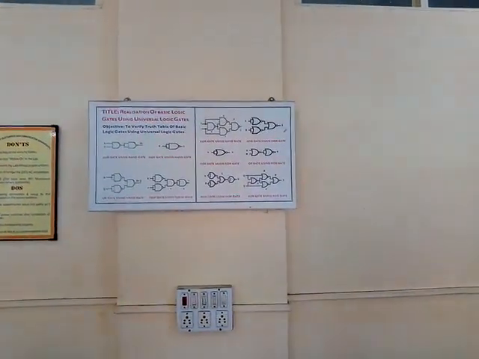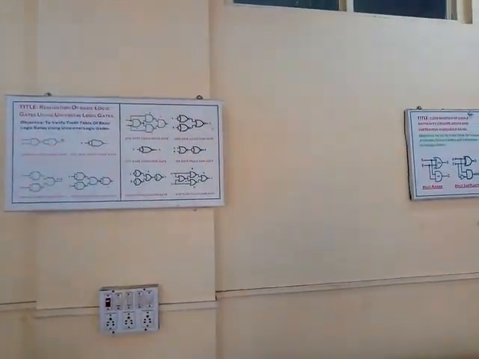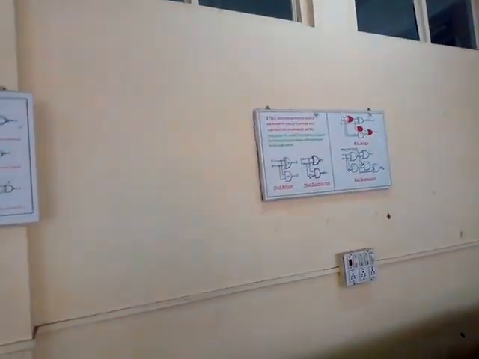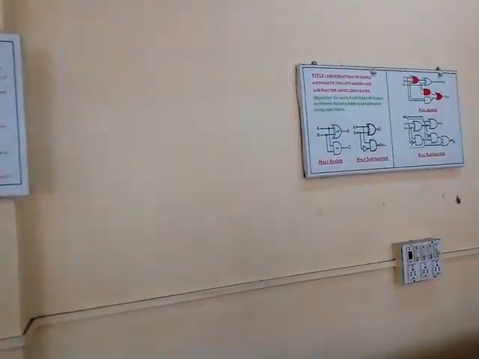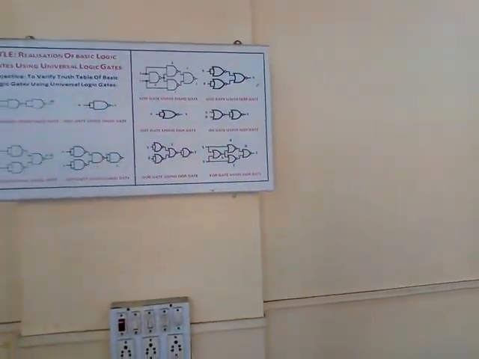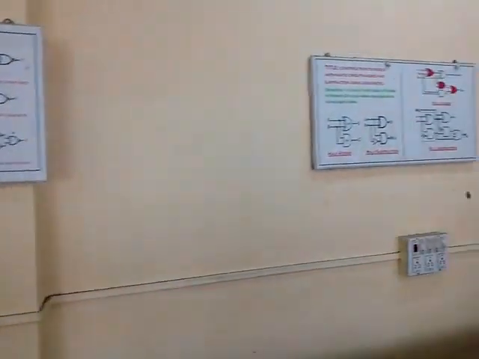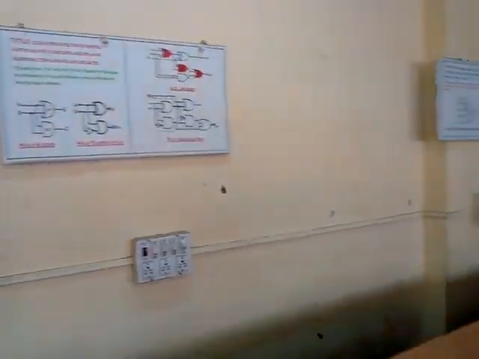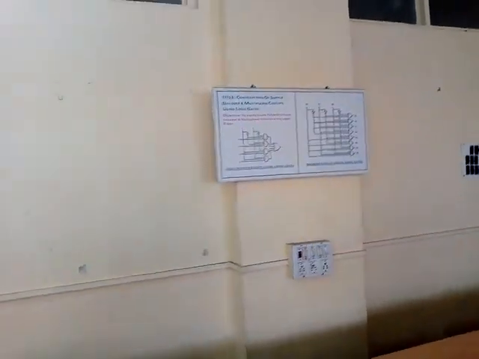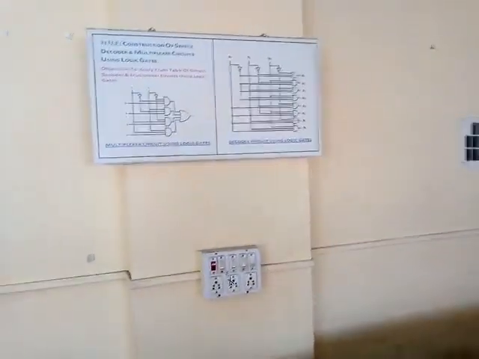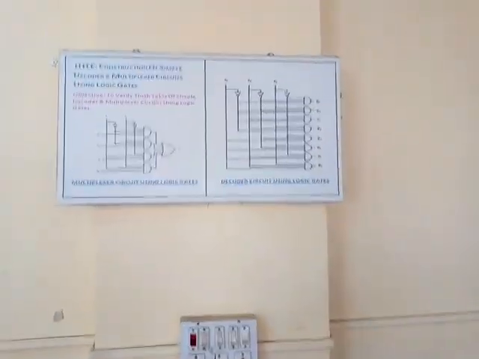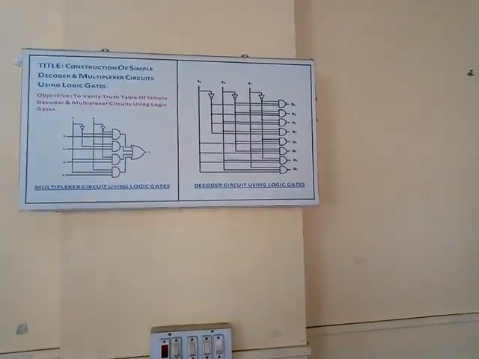There are flags hanging on the walls. They show different types of circuits and pin diagrams of ICs. Basically, digital electronics is used in multiple places like mobiles and computers. Wherever you see, you can find digital electronics.